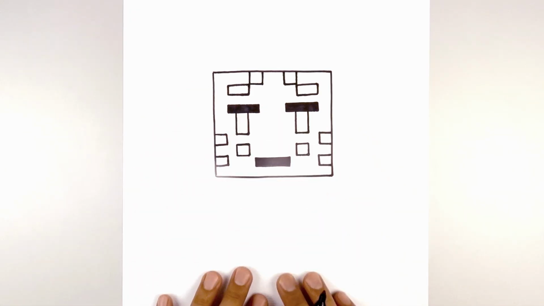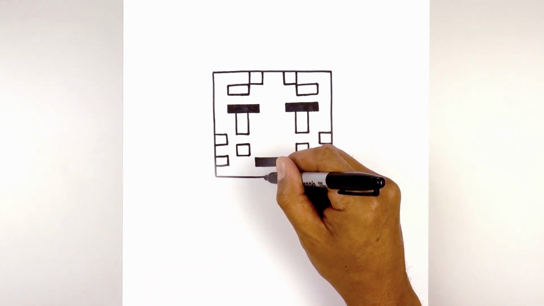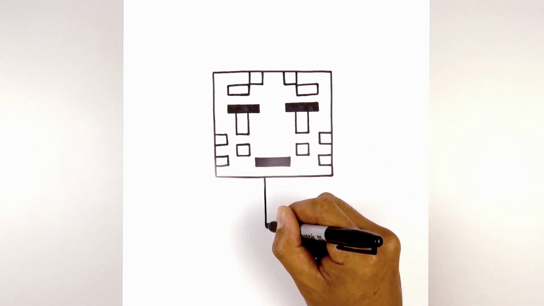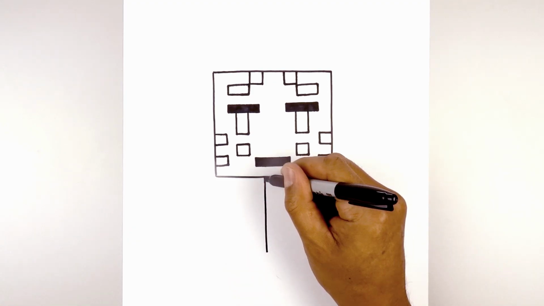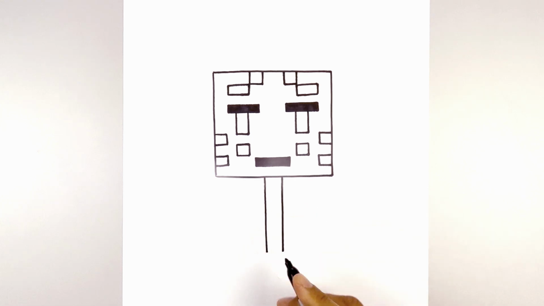Now let's move down and draw the legs. We're going to start with that center leg first. So right in the center, go over to the left side, we're going to draw a straight line coming down towards the bottom. Now let's go to the right and do the same thing. And then we'll close off the bottom with a straight line.